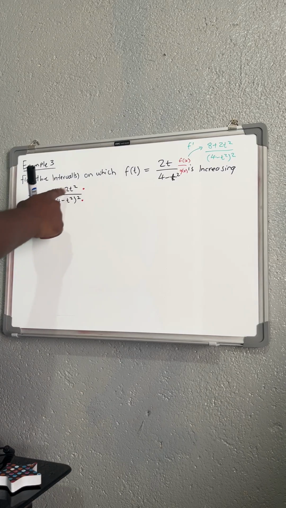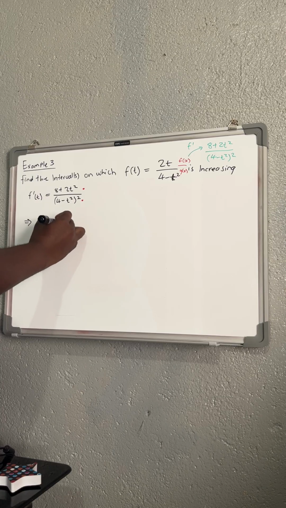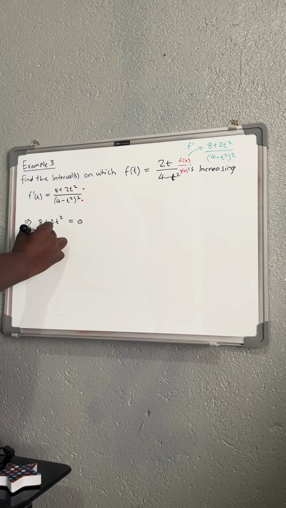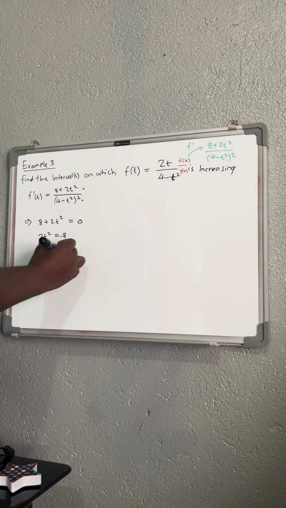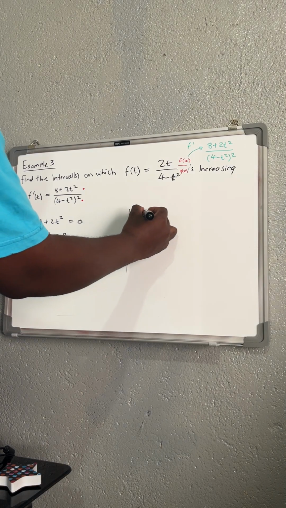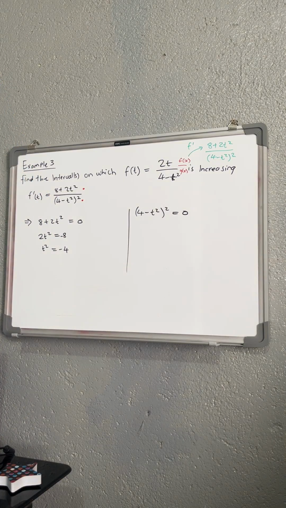You're going to start with the top part, that you have your 8 plus your 2t squared equals to 0. Then you have your 2t squared is equals to 8. Therefore your t squared is equals to not 8 but rather minus 8. Your t squared is minus 4. So this side you can be working the bottom one, that you have your 4 minus your t squared all squared is equals to 0.